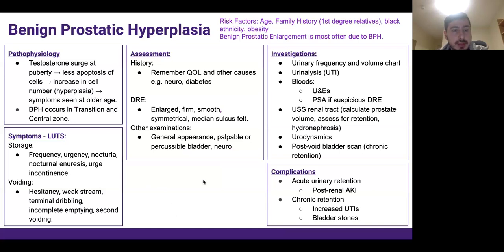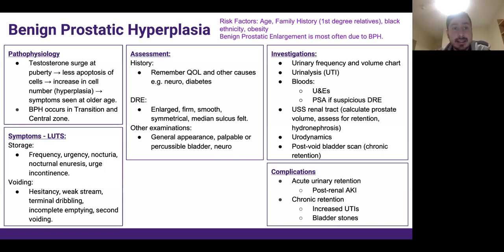So let's talk about BPH. So the symptoms it presents with can be a mix of storage and voiding symptoms. And together, storage and voiding symptoms are what we think lower urinary tract symptoms are. So storage can present as frequency, urgency, passing urine at night. But voiding is when you have difficulty expelling the urine. So they can be hesitant, the stream can be weak. Once the patient feels like they've finished passing urine, they might notice some extra dribbling, or they might feel that they haven't emptied their bladder completely.